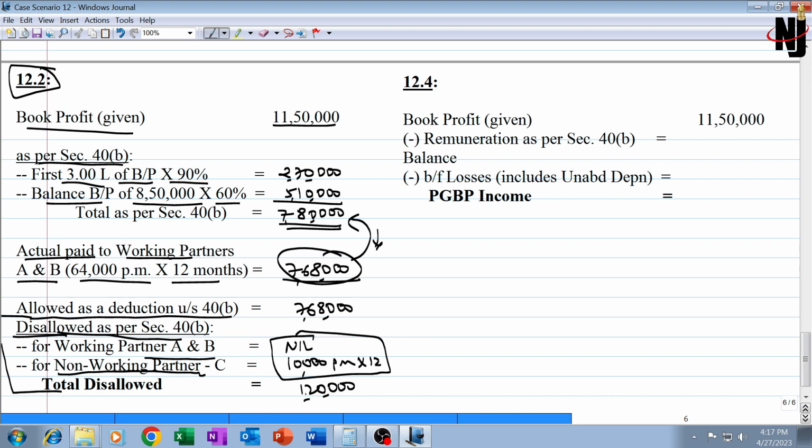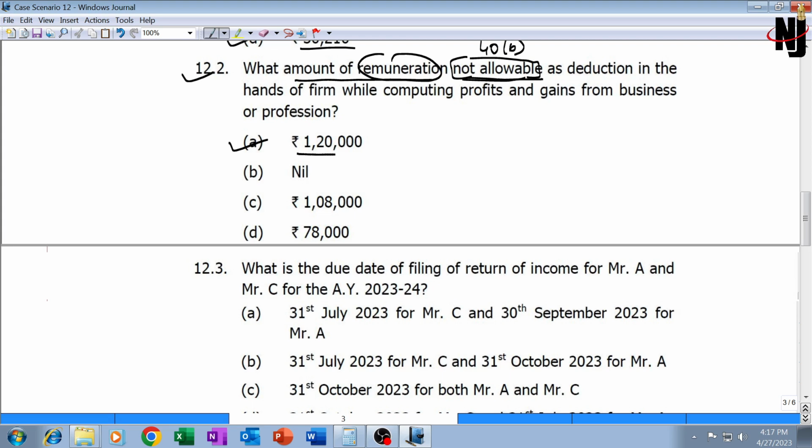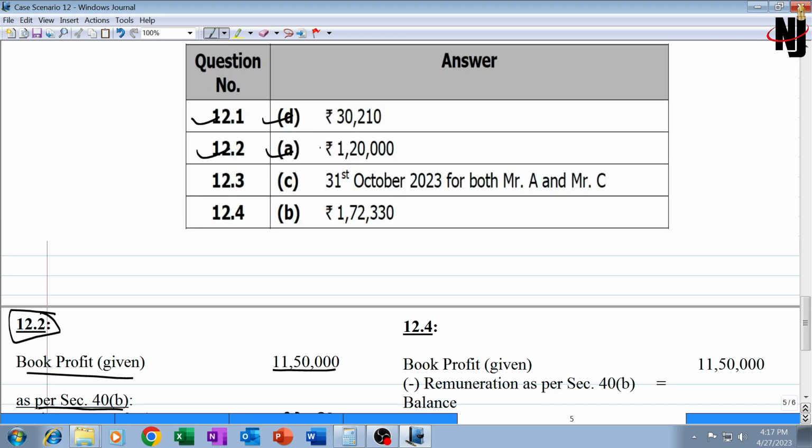Let's check the institute's answer. Our answer is 1,20,000. 1,20,000 is the first option only. Let's check the institute's answer. Our answer was A. The institute's answer is also A, 1,20,000.